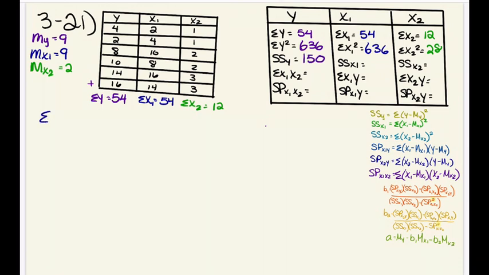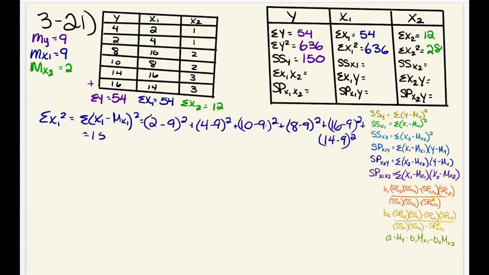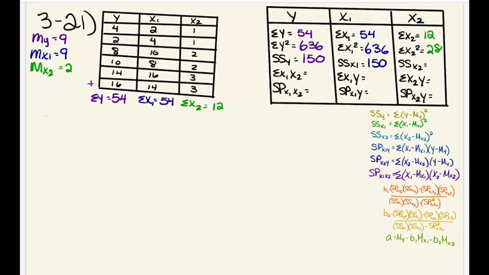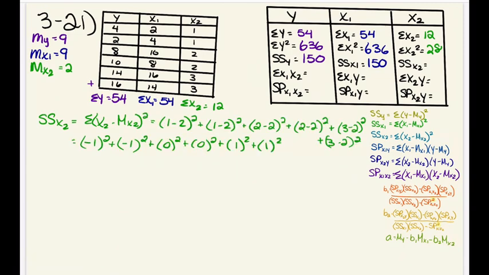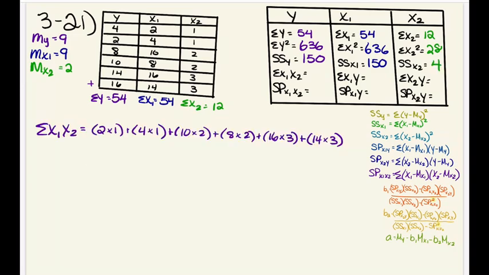We'll perform the same exact calculation for the x1 values, where we take our x1 values and we subtract the mean for that column, square it, and add them all together. Finally, we'll find our sum of squared deviations for x2 by taking the values in the x2 column, subtracting the mean, squaring it, and adding them together.